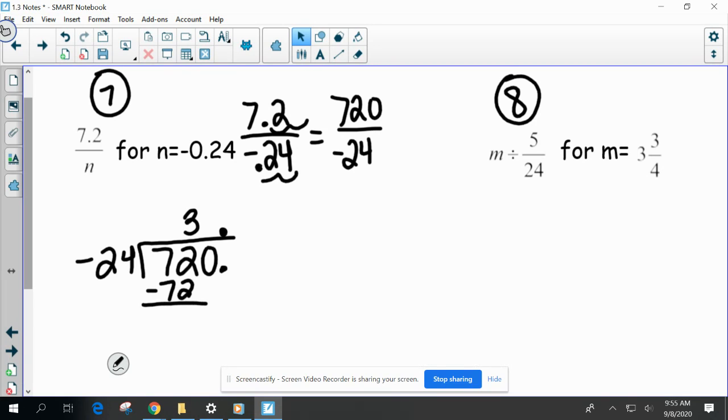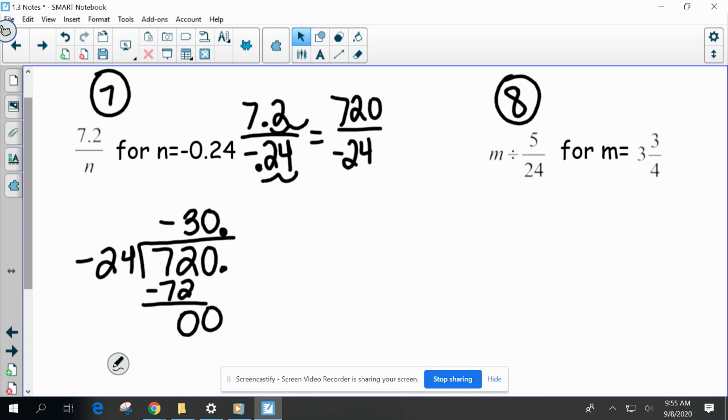72. So then I would get 0 and carry down a 0. 24 goes into 0 0 times, right? And then I would need to put my negative. So this is saying you could think of it like in 30 days, there would be 720 hours that would pass by. So that'd be like about a month.